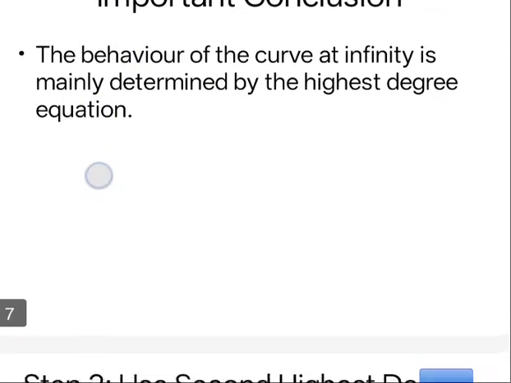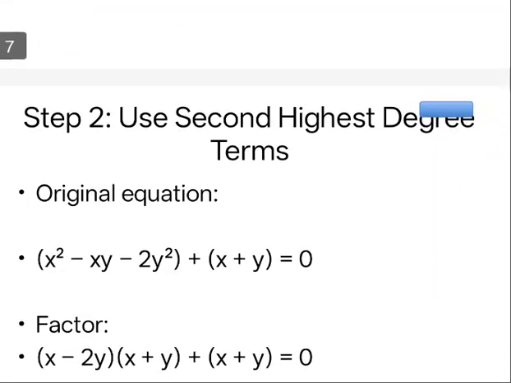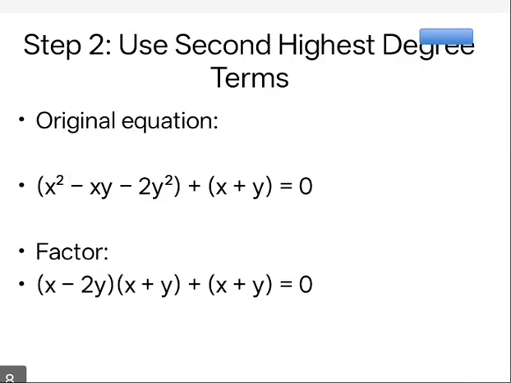After this conclusion, we can go to the second highest degree terms. Why? Because the highest degree part only gives part of the y of the curve. See, y is equal to mx plus c, you can get it.